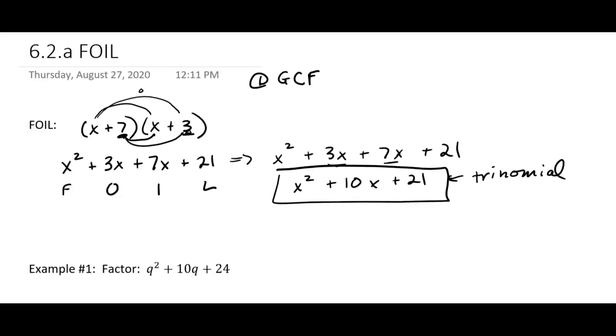And that happens when we multiply a binomial times a binomial, or a lot of times that happens. We don't always get a trinomial, but in this case we do. And so that's what's happening here. When we want to factor, what we want to do is go from a trinomial back to the binomial state. So it's like we're going to try to run FOIL backwards.